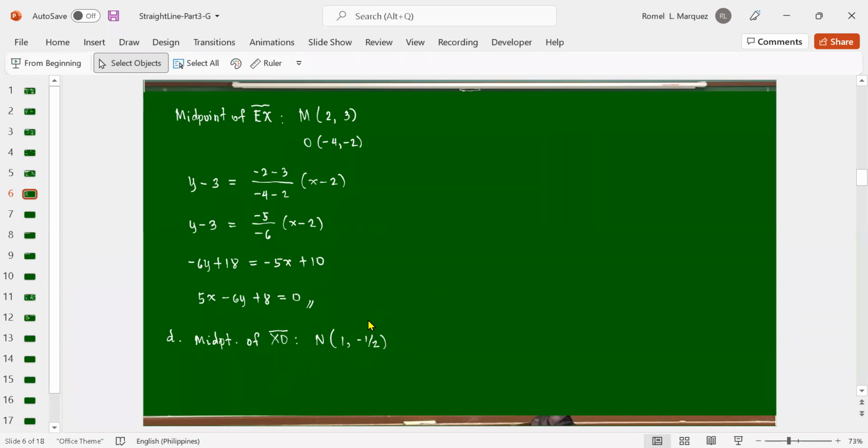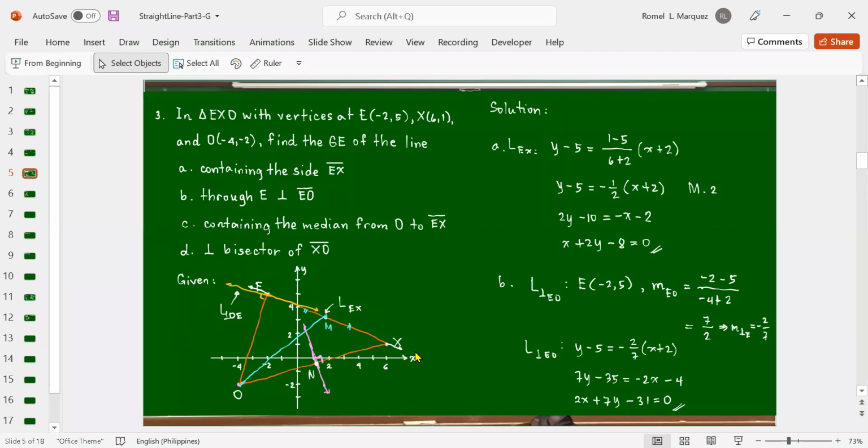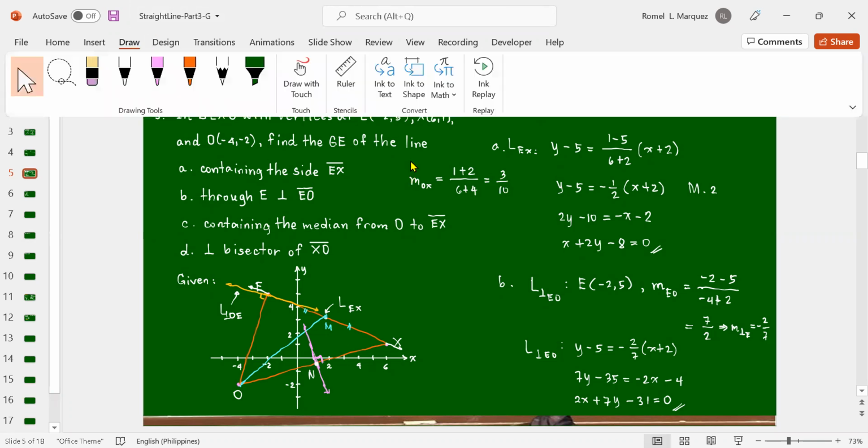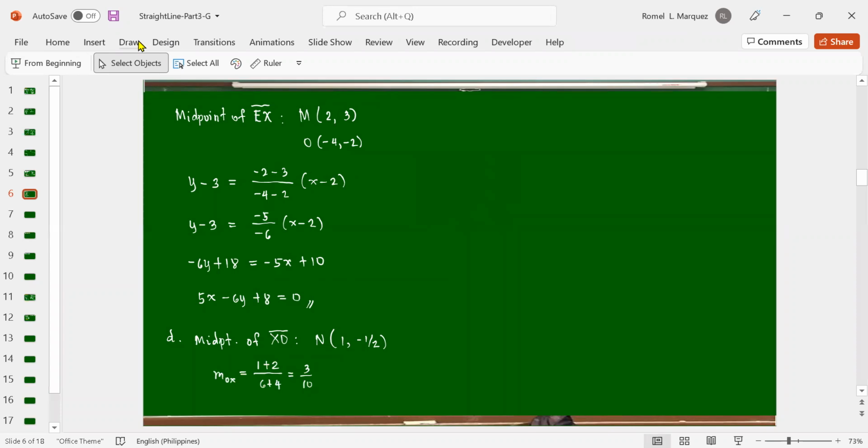Okay? So what about the slope of XO? Let's just write here and then copy later. The slope of XO: 1 minus negative 2 all over 6 minus negative 4. What is that, guys? 3 over 10. Am I right, guys? Let's copy this. So what about the slope of the perpendicular bisector?